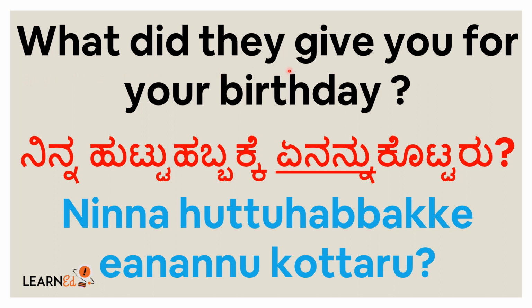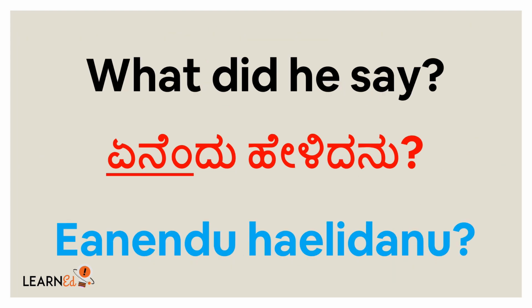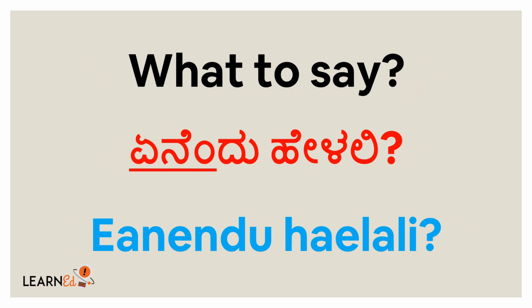What did they give you for your birthday? ನಿನ್ನ ಹುಟ್ಟುಹಬ್ಬಕ್ಕೆ ಏನನ್ನು ಕೊಟ್ಟರು? ನಿನ್ನ your, ಹುಟ್ಟುಹಬ್ಬ birthday. ಏನನ್ನು ಕೊಟ್ಟರು, ಕೊಟ್ಟರು gave. ಏನನ್ನು, ಏನು ಪ್ಲಸ್ ಏನು, ಏನನ್ನು. What all things you got for your birthday? What did he say? ಏನೆಂದು ಹೇಳಿದನು. What to say? ಏನೆಂದು ಹೇಳಲಿ.